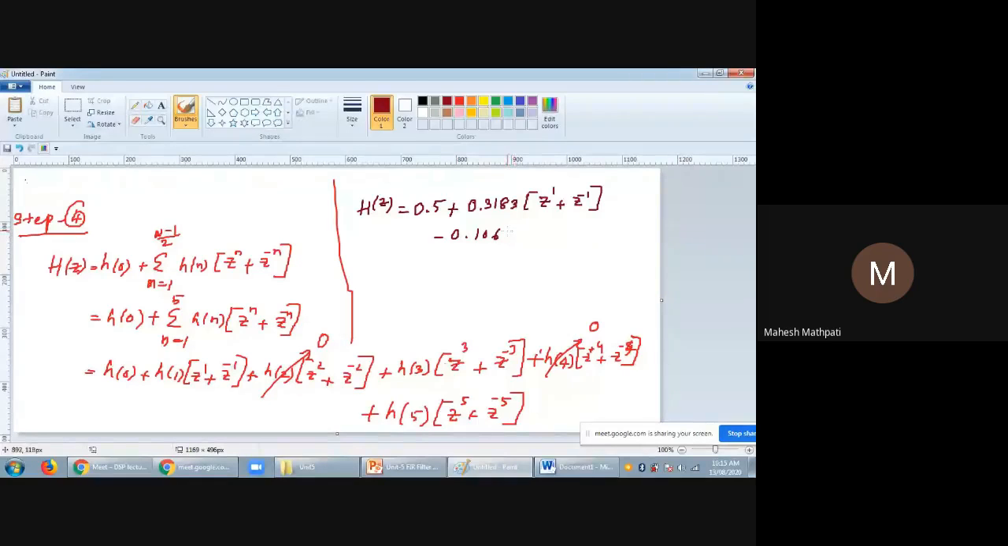h of 2 is 0, so I am not considering that. So for 3, I am just writing z power 3 plus z power minus 3. Then plus, what is next? It is 0.6366 multiplied with z power 5 plus z power minus 5. Understood?